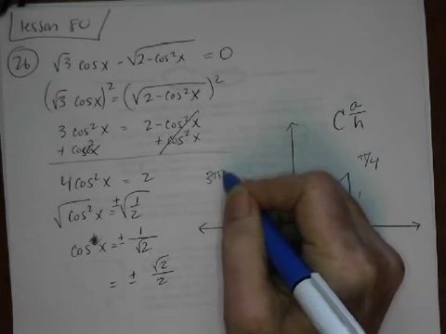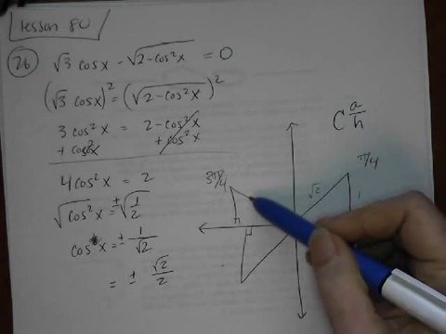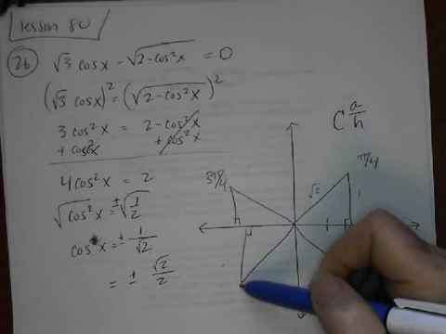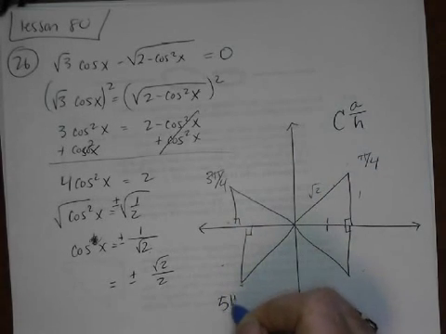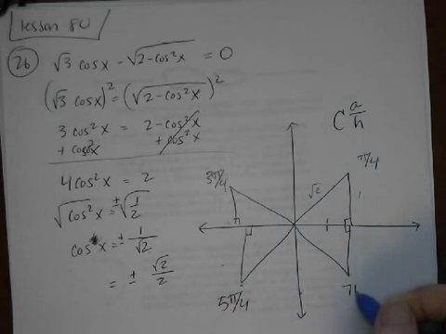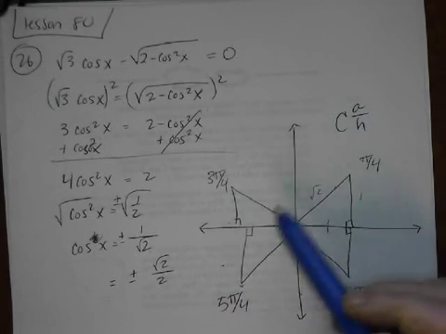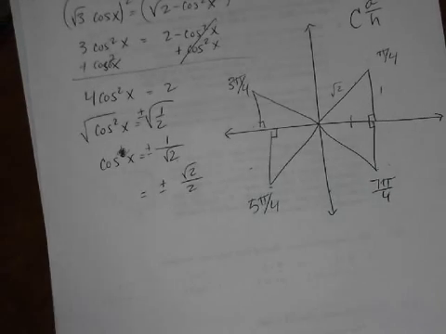I think this is 3 pi over 4. Because can't you go like this? 1 pi over 4, 2 pi over 4, 3 pi over 4, 4 pi over 4, 5 pi over 4, 6 pi over 4, 7 pi over 4, 8 pi over 4. So there's all my values.